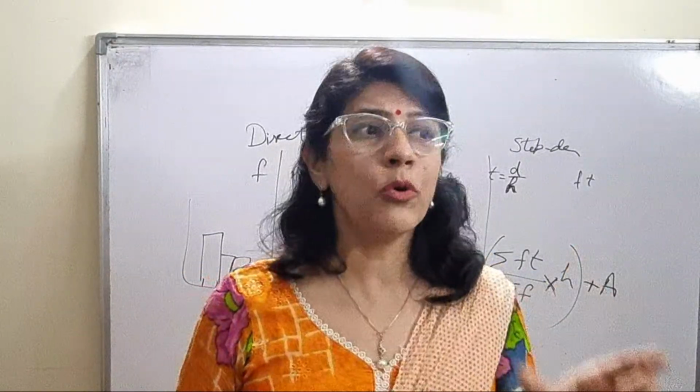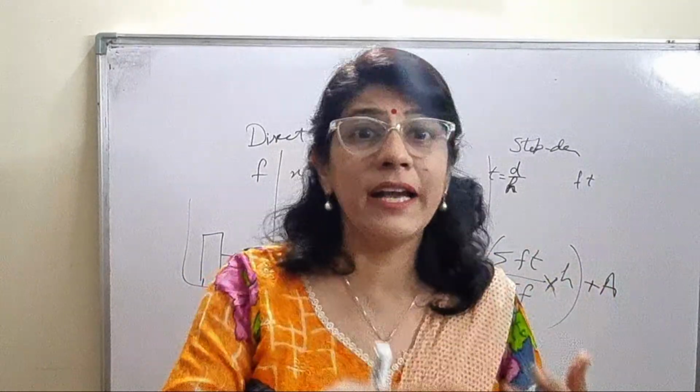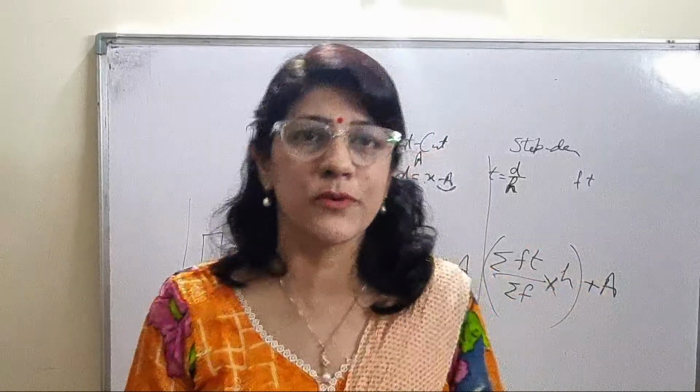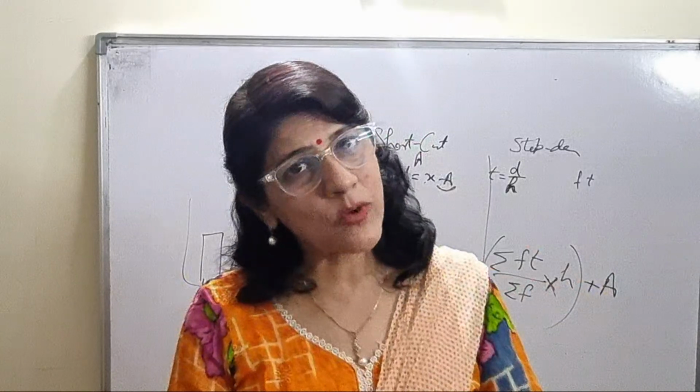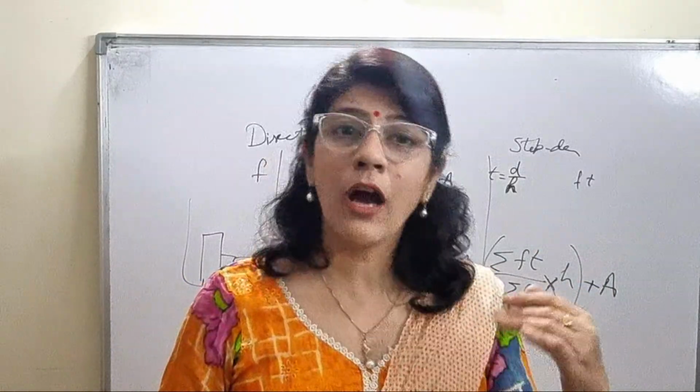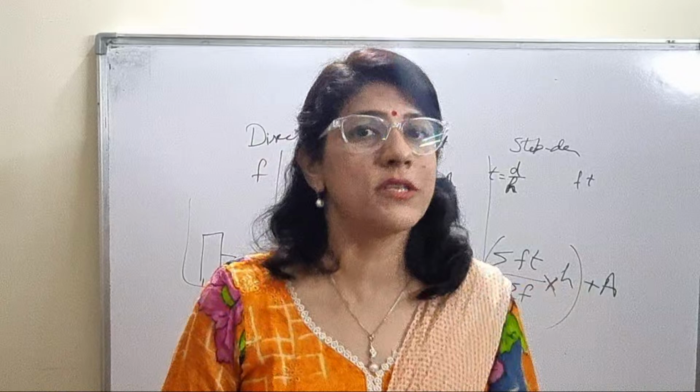Just try to identify which identity can be used there. Like sin square theta plus cos square theta is equal to 1, 1 plus tan square theta is equal to secant square theta, or 1 plus cot square theta is equal to cosec square theta.